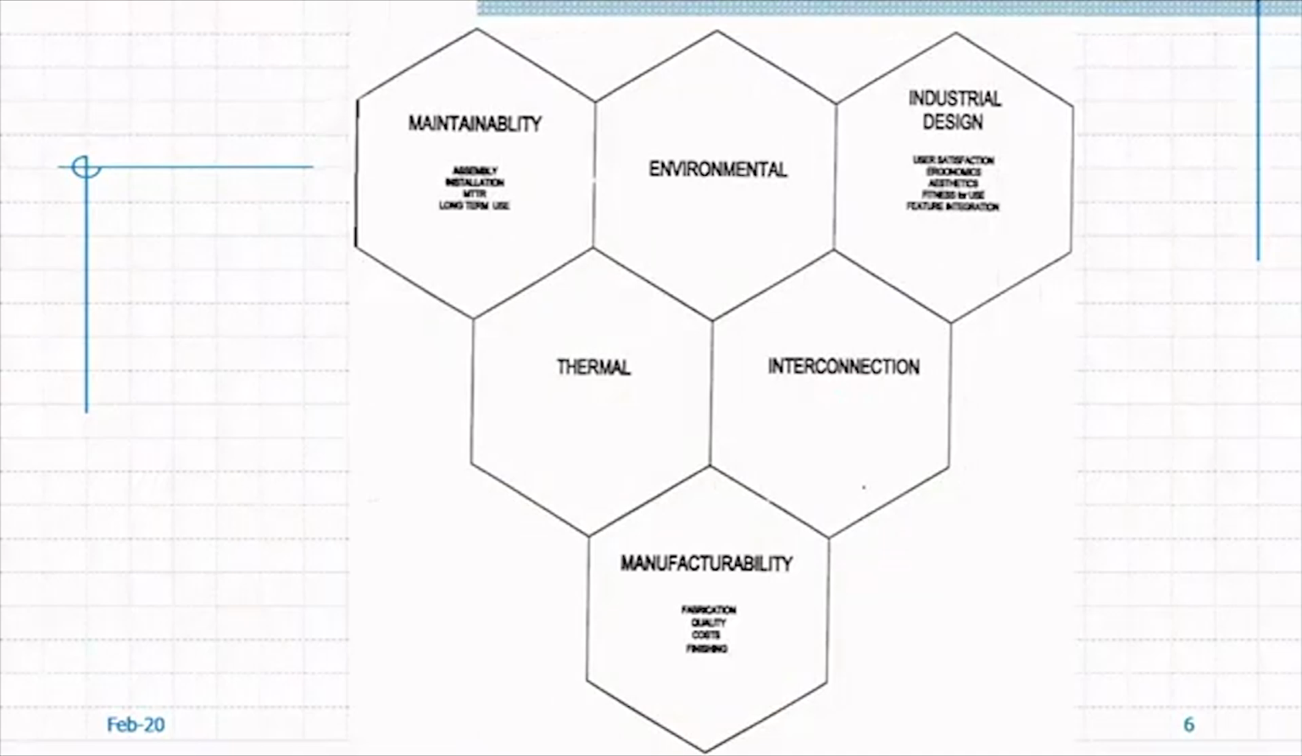Now, we are sort of converging back to our main thing, the important thing we need to concentrate on, whether you like it or not, and whether you are familiar with it or not, which is manufacturability. What is the fabrication, what is the quality, cost and finishing, what makes things good, and maintainability: how do you assemble, how do you install.